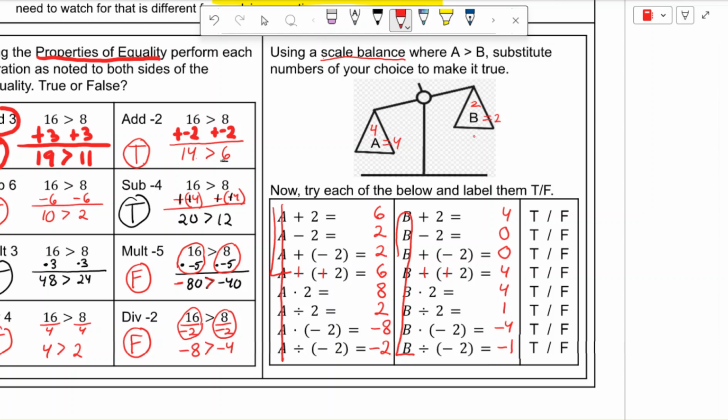We want to keep the scale the same way as it is. So we want A to always be greater than B. Let's look. We can see that 6 is greater than 4, so that's still a true statement. 2 is greater than 0, still true. 2 is greater than 0, still true. 6 is greater than 4, still true. 8 is greater than 4, still true. 2 is greater than 1, still true.